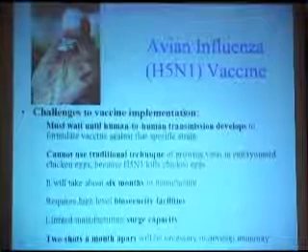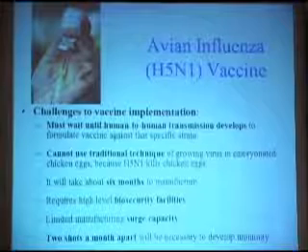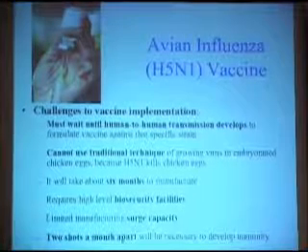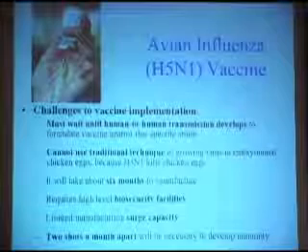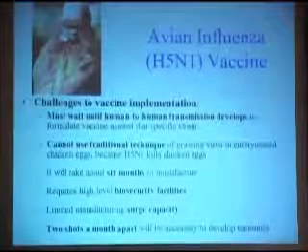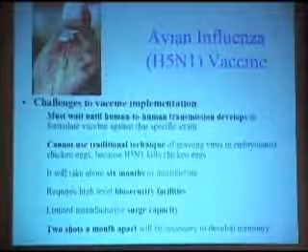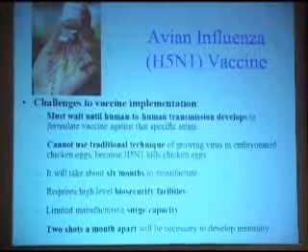Quick word about the vaccine. Why aren't we churning out pandemic vaccine right now, since we feel that this is coming? The main reason is we have to wait until human-to-human transmission develops to know the exact strain that we should be making the vaccine against.